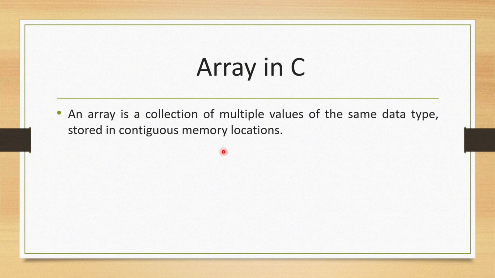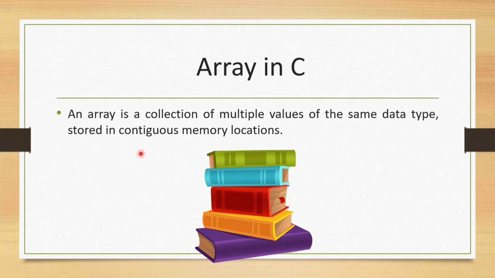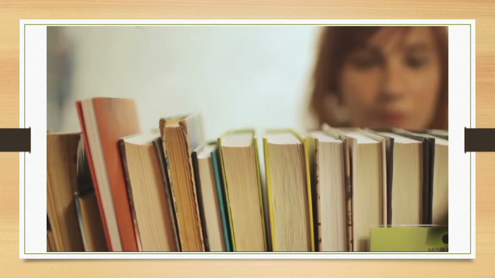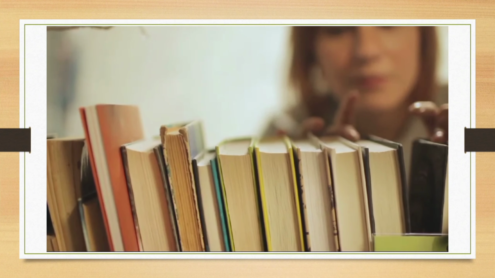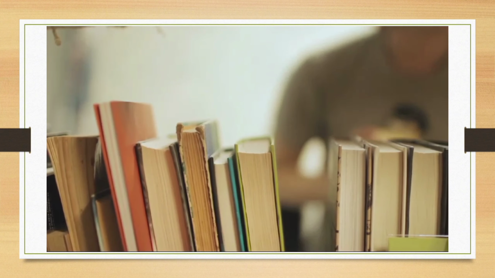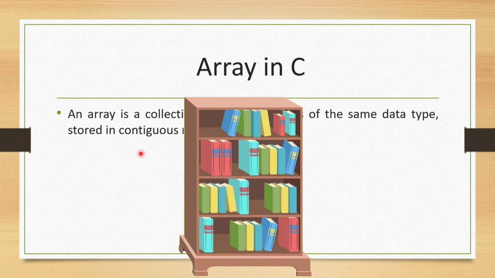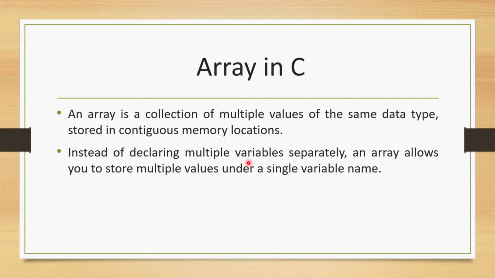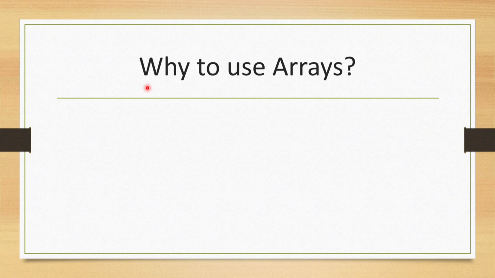Now let us understand this with a real life example. Imagine that you have 5 books. Instead of keeping them scattered everywhere, you arrange them neatly in a bookshelf in order. Each book has a fixed position, like every element in an array has a specific index for each value, and the bookshelf itself represents an array where you store books of the same type, like storing only one data type in an array. Instead of declaring multiple variables separately, an array allows you to store multiple values under a single variable name. Next, we will see why to use arrays.